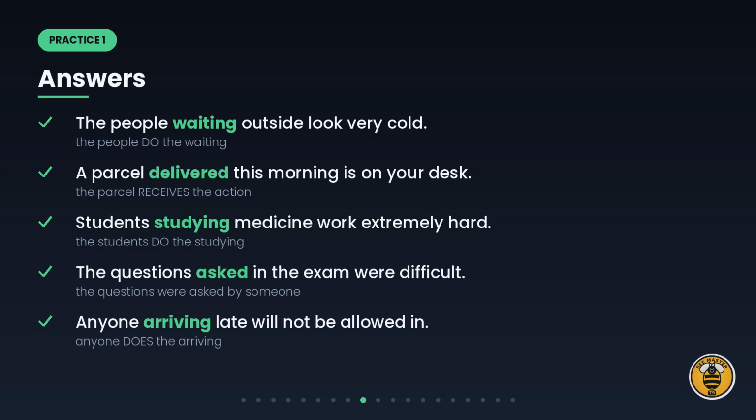3. Students studying medicine work extremely hard. Active again. 4. The questions asked in the exam were difficult. The questions were asked by the examiner, so passive. 5. Anyone arriving late will not be allowed in. Anyone arrives, so -ing. How many did you get right?